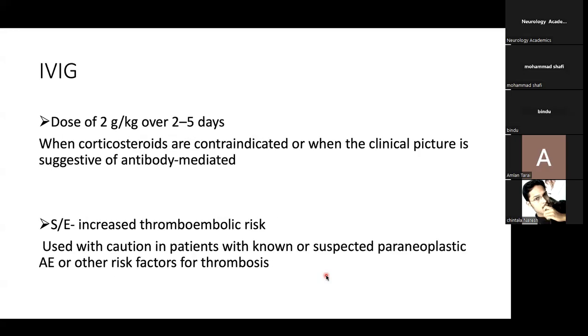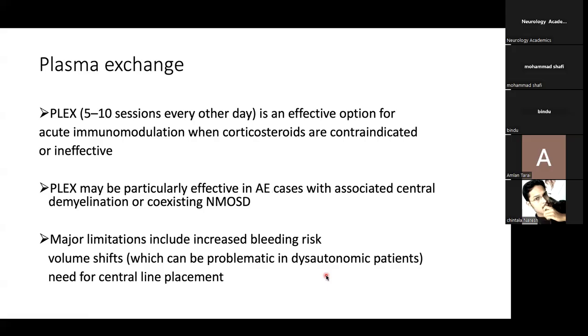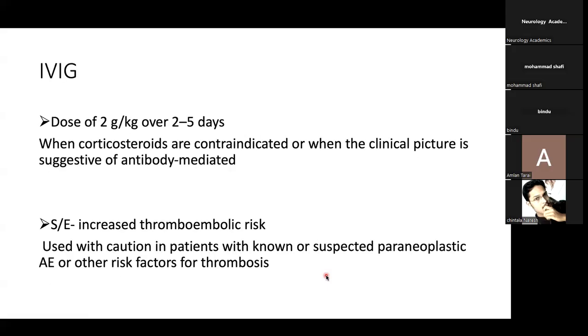Now come to the IVIG. The dose is 2 grams per kg over 2 to 5 days, used when corticosteroids are contraindicated or when the clinical picture is suggestive of antibody-mediated disease. A side effect is increased thromboembolic risk, so it is used with caution in patients with known or suspected paraneoplastic autoimmune encephalitis or other risk factors for thrombosis. For plasma exchange, an additional concern is the same, with respect to paraneoplastic autoimmune encephalitis.